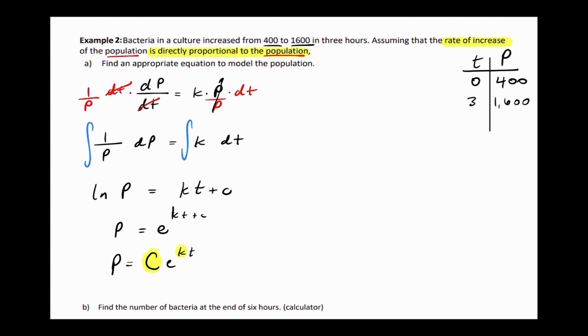So what I'm going to do is plug in those two things to figure out C and K, right? I'm going to use those things. So the first thing I'm going to plug in is 0, 400. Where do I plug in 0 for? T. And where's 400 going to be plugged in? For P. All right, so plug them in.